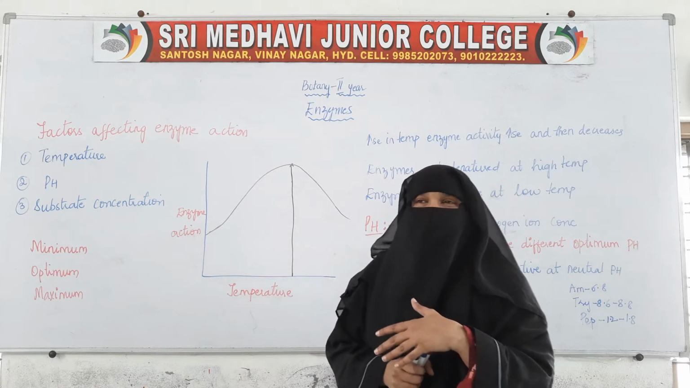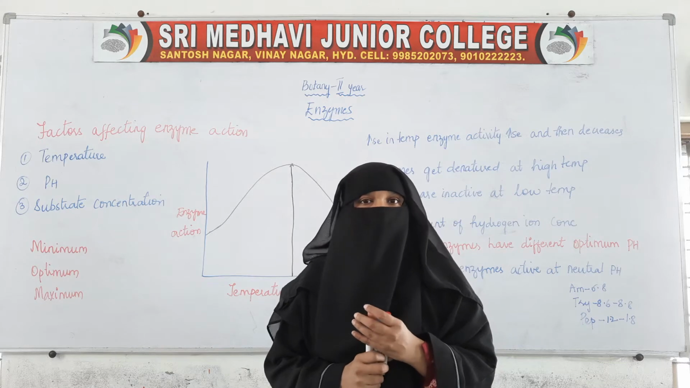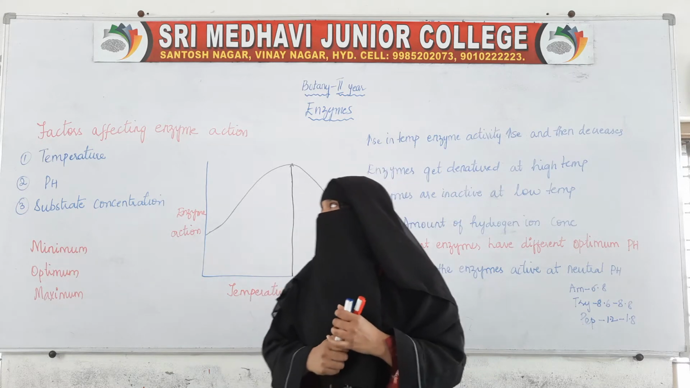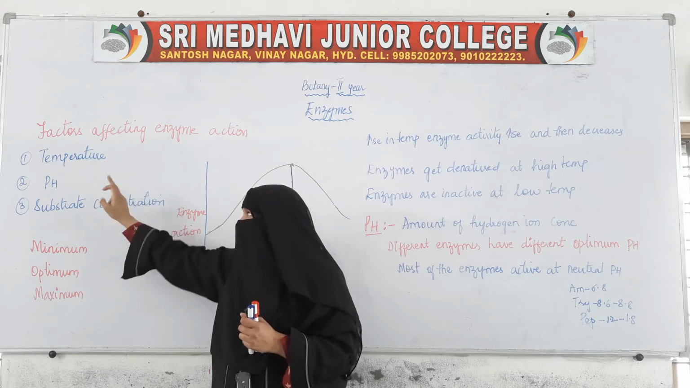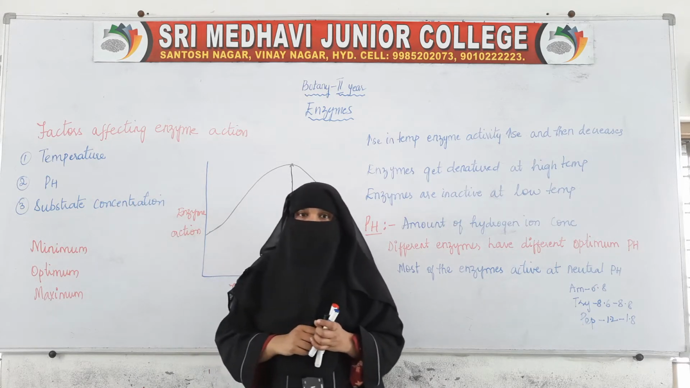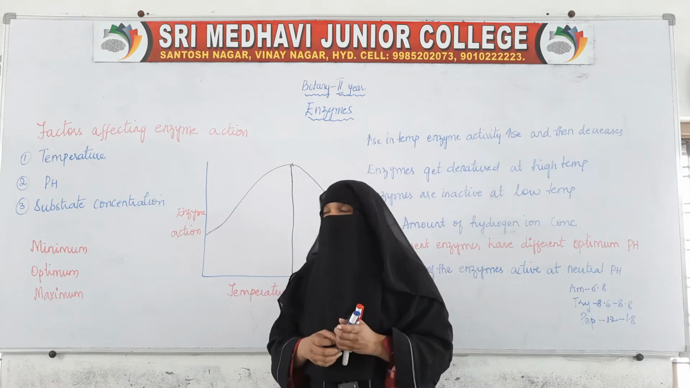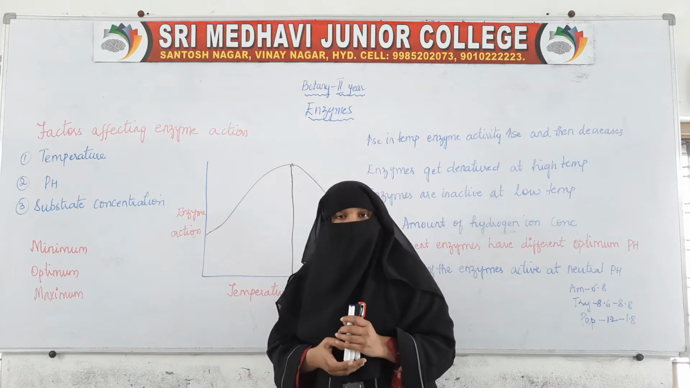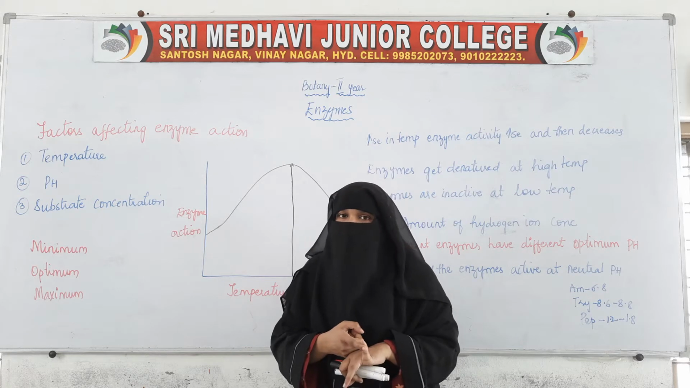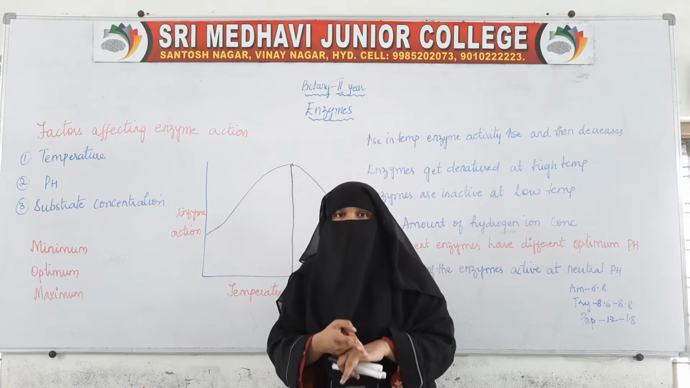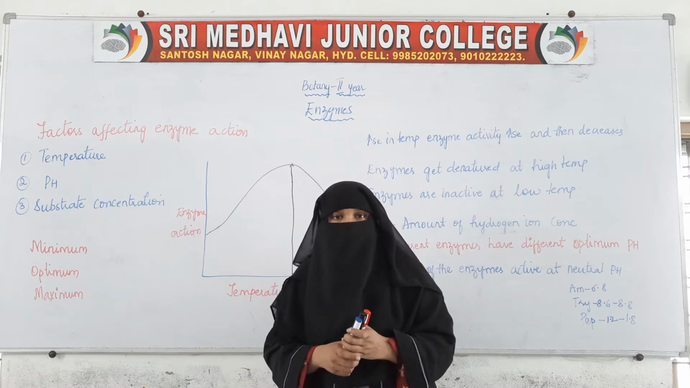There are three factors which have an effect on the enzyme. The first is the temperature. The second is the pH, and the third factor which affects the rate of enzymatic action is the substrate concentration. The three factors which affect the enzymatic action are temperature, pH, and substrate concentration.